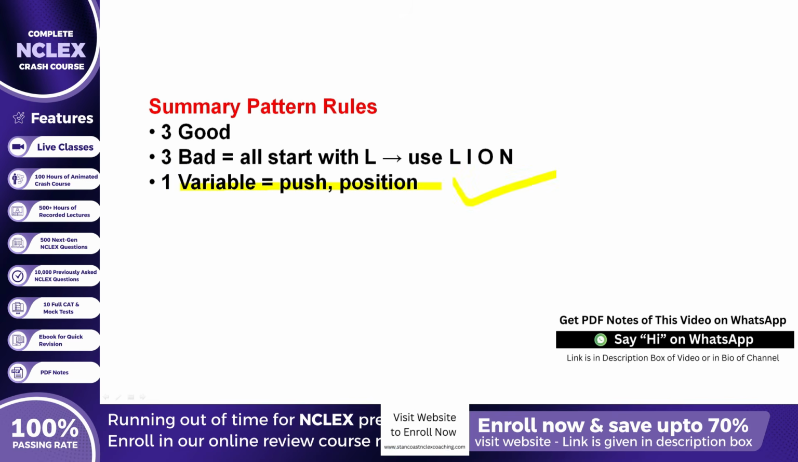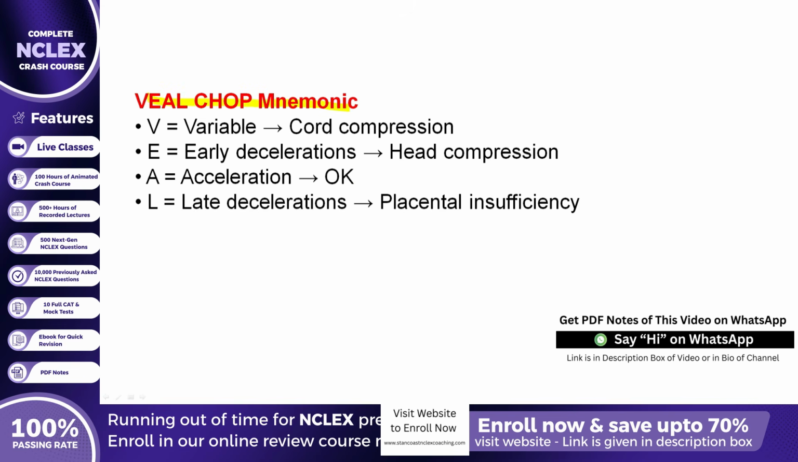Now moving into the VEAL CHOP mnemonic, we start by understanding that V stands for variable, which means cord compression. Then E stands for early decelerations, which indicate head compression. After that, A represents acceleration, which reassures us that everything is okay. And finally, L stands for late decelerations, which point to placental insufficiency.